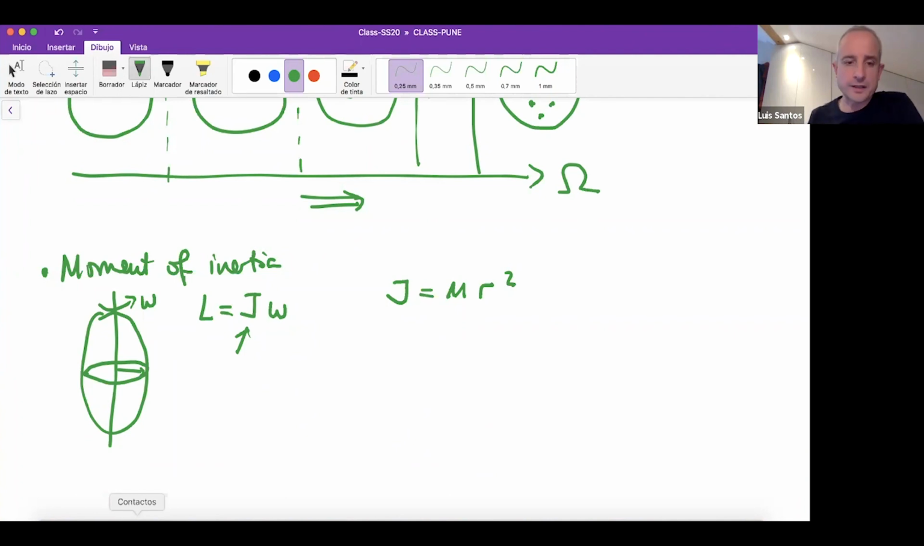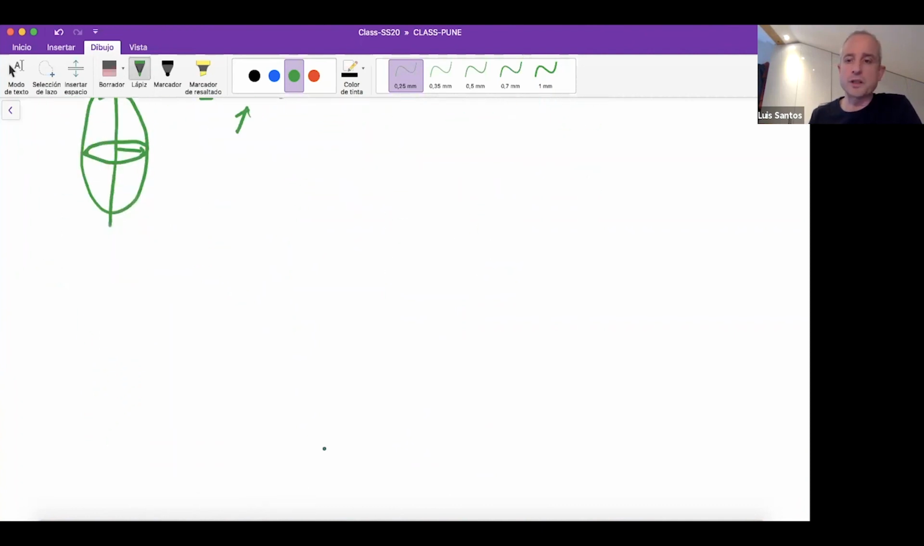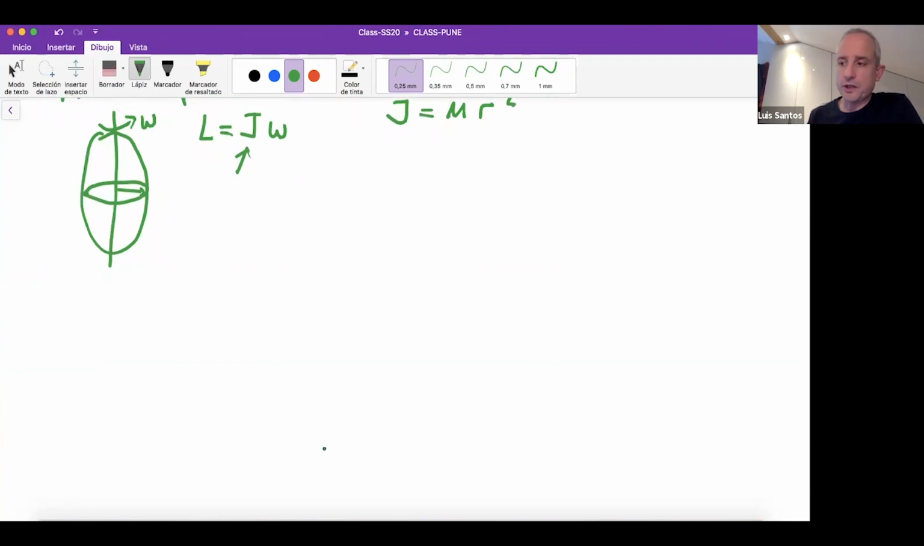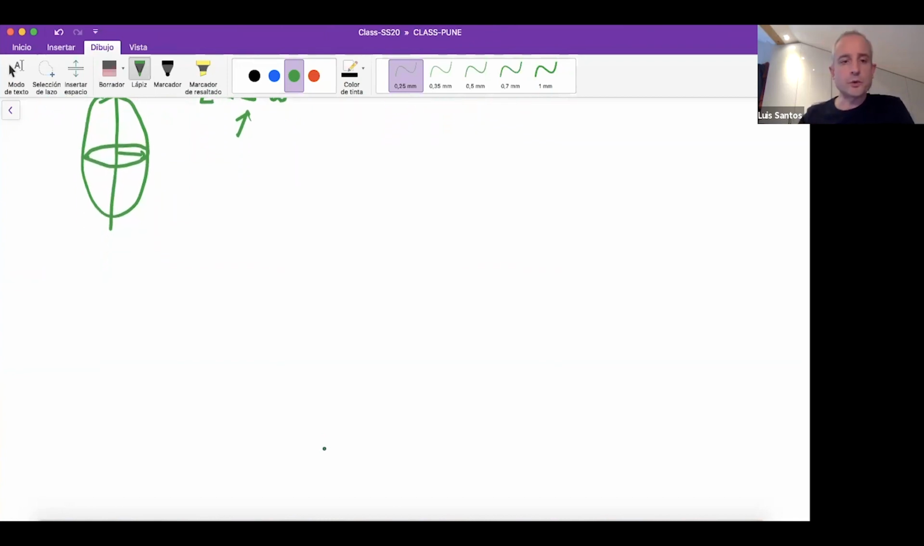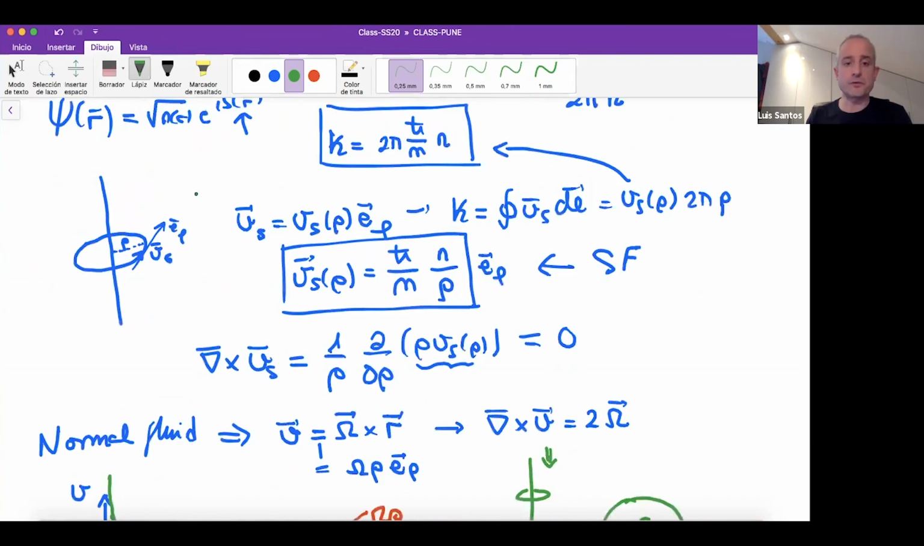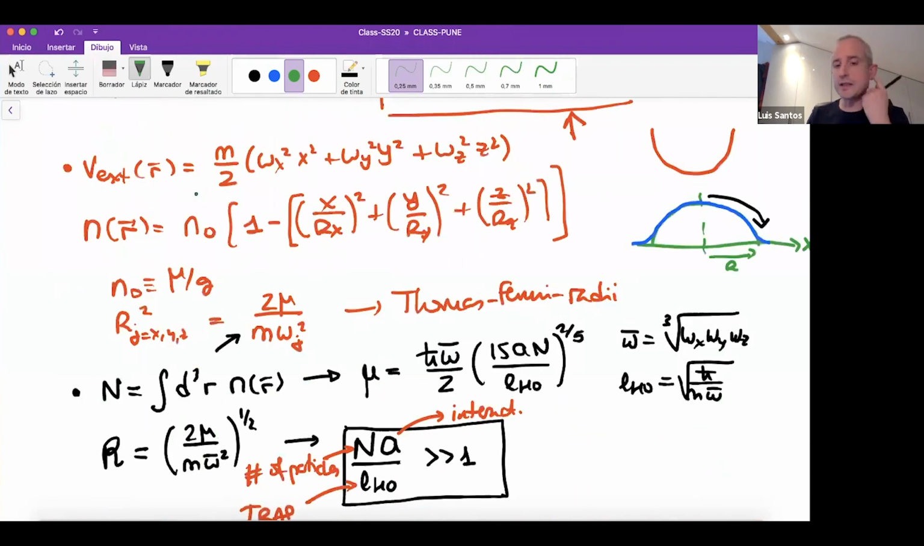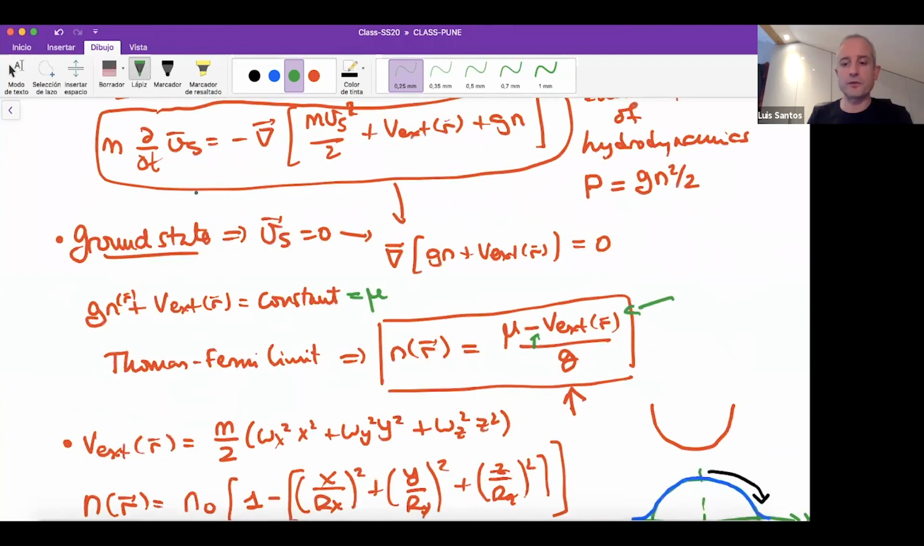I don't have time to discuss that, but this is one of the important consequences of the fact that the velocity flow is irrotational. Okay, so this is what I wanted to discuss about this irrotational character, which, as I say, is a direct consequence of the fact that the superfluid velocity is directly related with the gradient of the phase of the condensate.